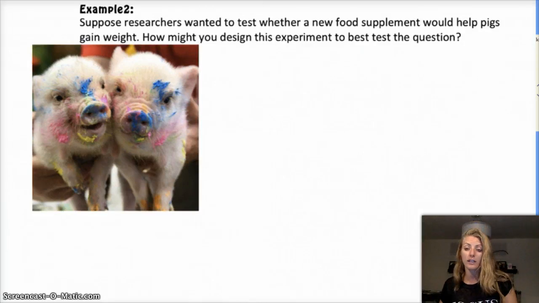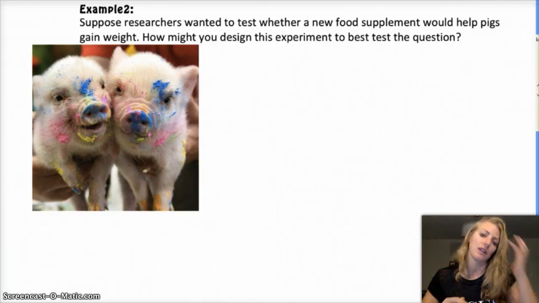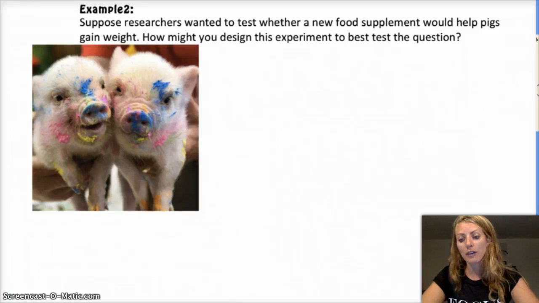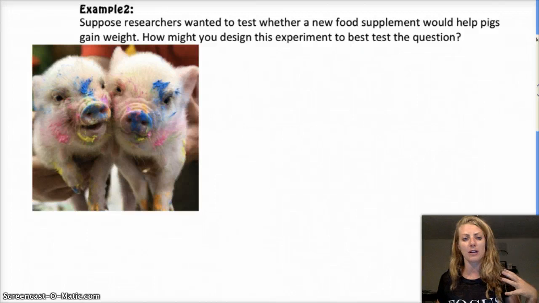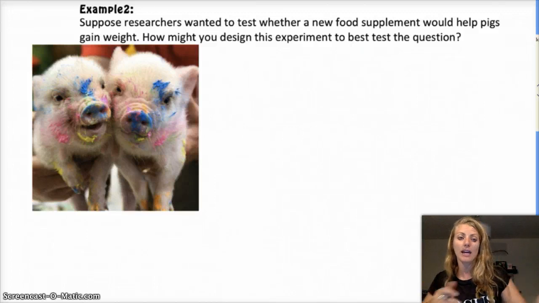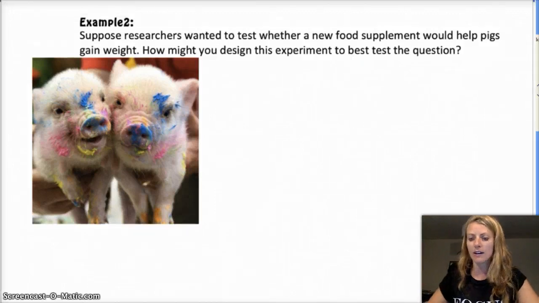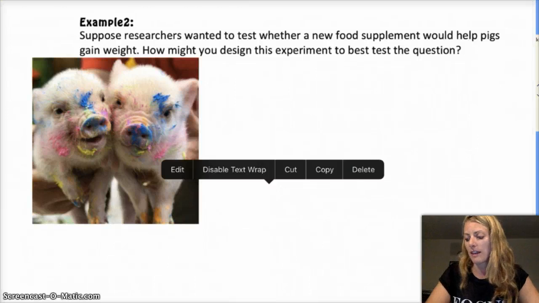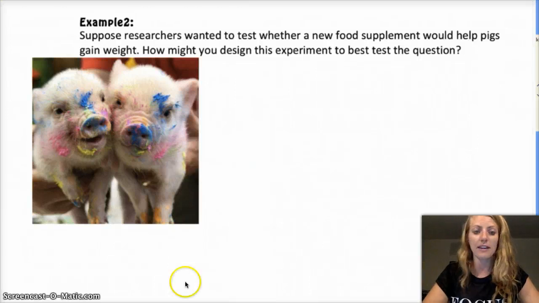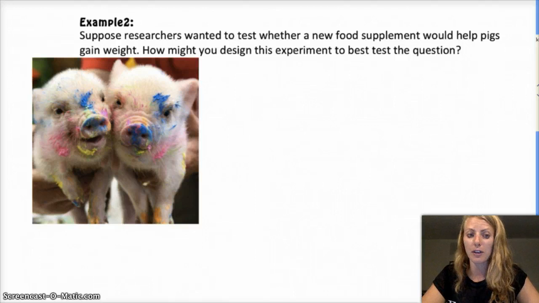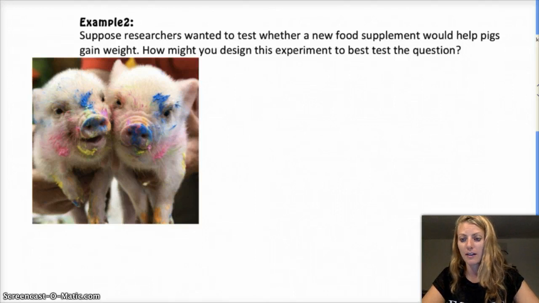Okay, so first, if you're deciding to block, you want to figure out what you're blocking by, and that begs the question, what do you think is most going to influence your results or would affect how much weight a pig would gain? So in this case, I'm going to make the argument that I think their current weight is going to have the largest effect on how much they gain or lose.